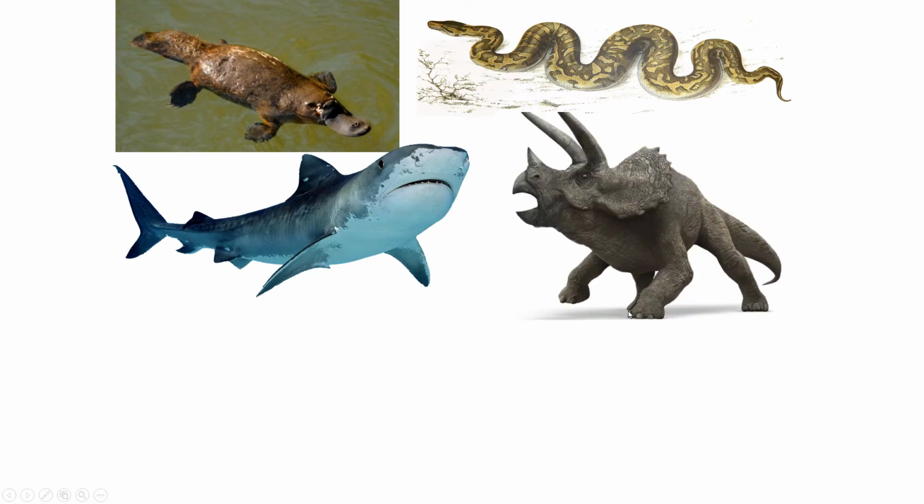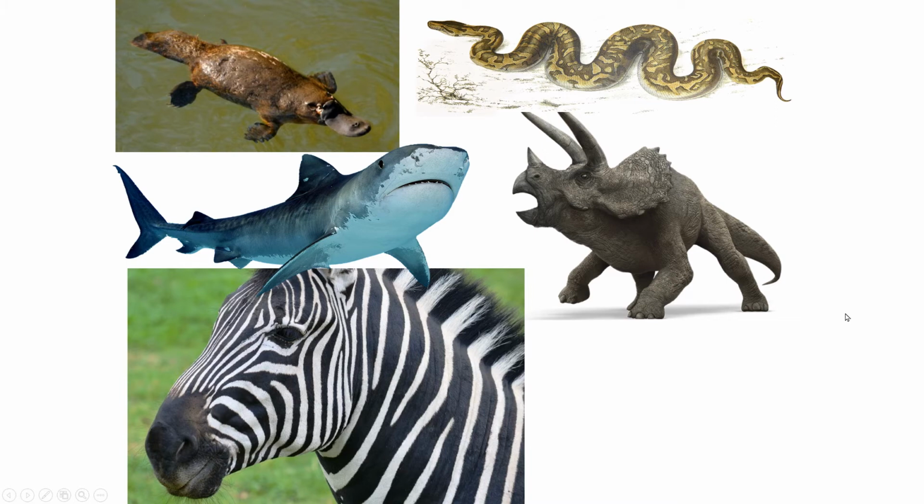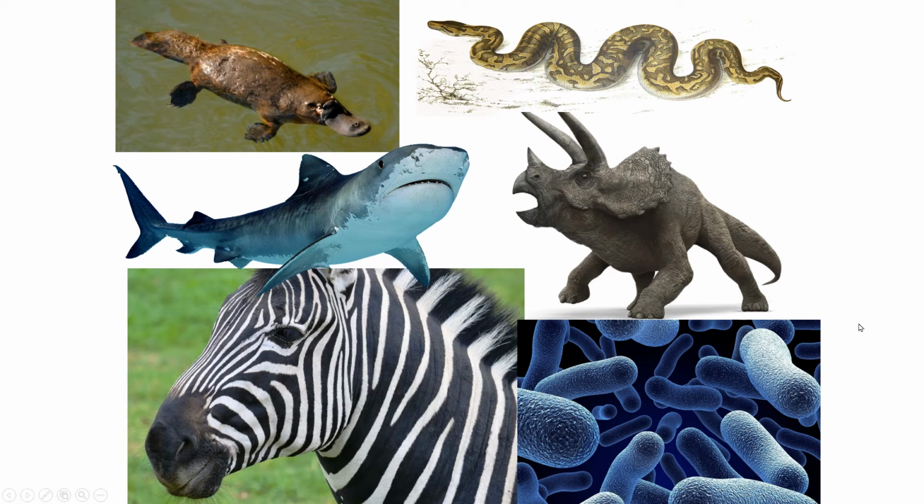So there we go. I've got a bunch of different animals I'm going to put up on the screen for you, or just a bunch of pictures of living things. I want you to think about what they have in common. We've got a platypus, possibly the weirdest animal there is. Snake, shark, dinosaur, zebra. Look at those stripes. And then that's bacteria. Hopefully you're already on to me because you're like, well, you just said we're going to talk about DNA. So yeah, that is what they all have in common.